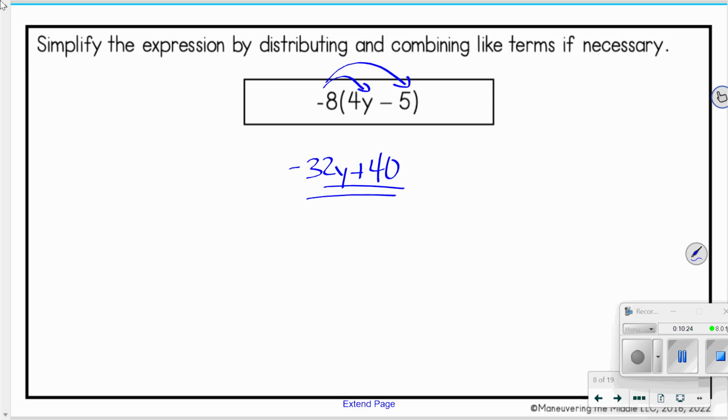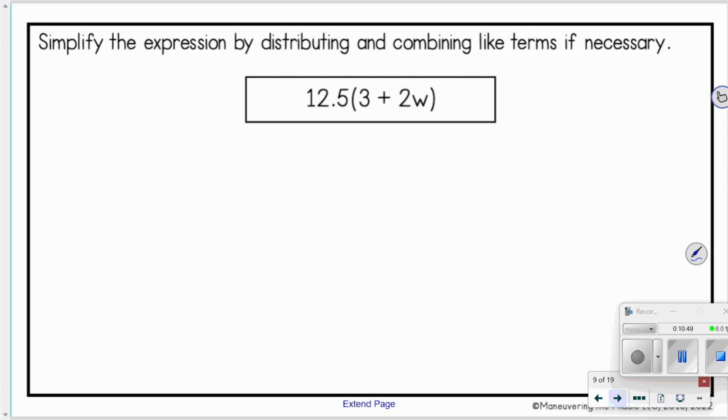If you wrote this one as negative 32y minus a negative 40, technically that's okay, but this is what we're trying to get away from, doing that double negative. So I really want you guys to just do that math, and then apply it, and then use the appropriate addition or subtraction on the middle. Next one.